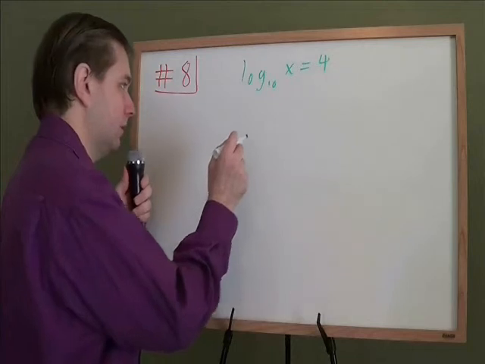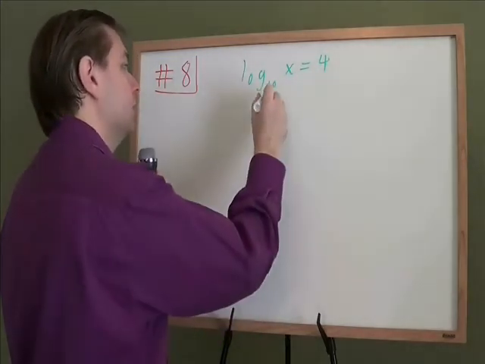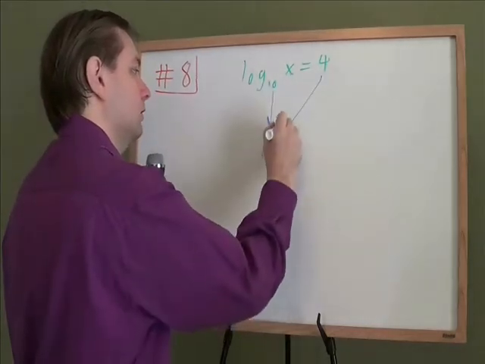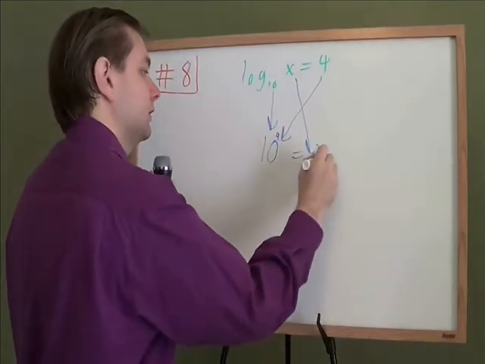Our first step on this problem is to rearrange it from a log equation into an exponent equation. You always do that the same way. The base comes straight down, and the other two switch. 10 to the power 4 equals x.